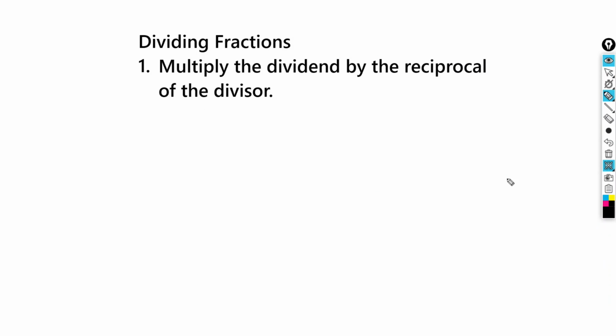Okay, now let's talk about dividing fractions. Dividing fractions is pretty much the same as multiplying after we do this first step. We have to multiply the dividend by the reciprocal of the divisor. So we take the divisor and make the numerator the denominator, and the denominator the numerator. We flip the top and the bottom of the fraction, and then we multiply across. Let's take a look at a few examples and see how this works.